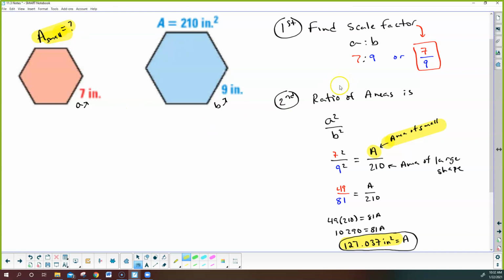I don't know if you guys appreciate what we just did. We took the knowledge of one shape, knowing the area and side length, and we were able to use the ratio to find the area of the small one only by knowing one side length. I don't know anything else about this shape other than it's similar, but yet we were still able to find the side length.